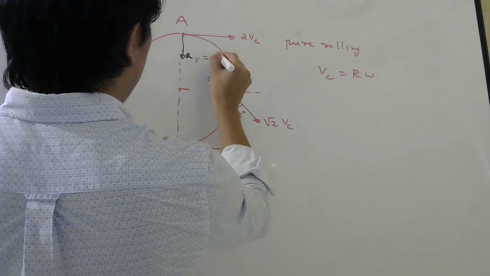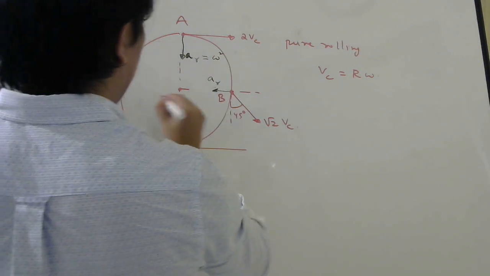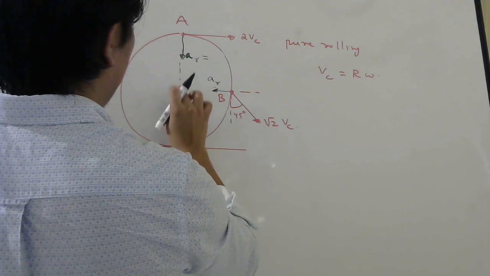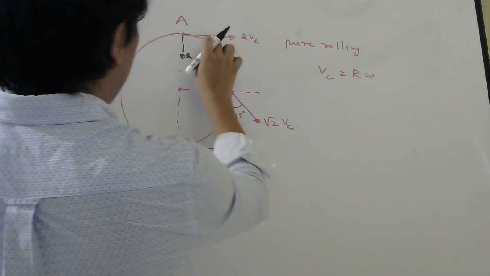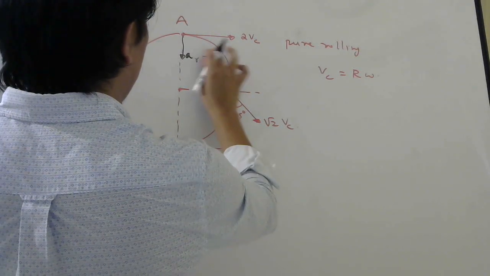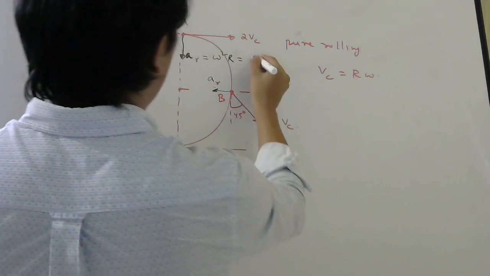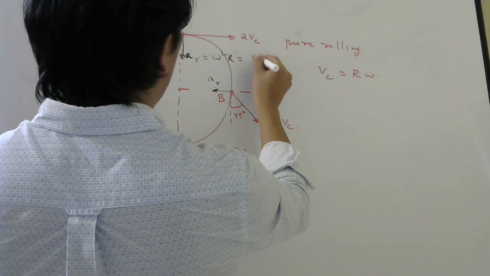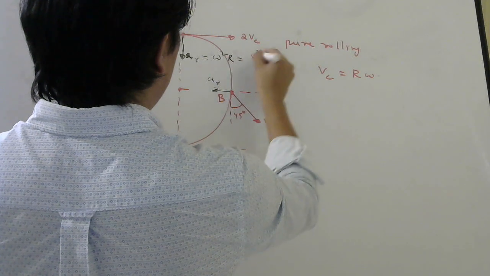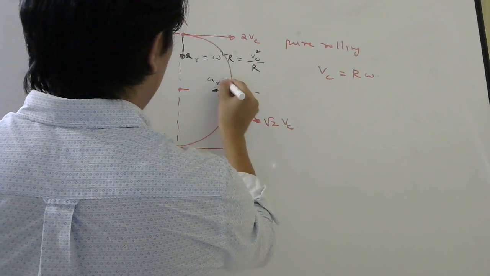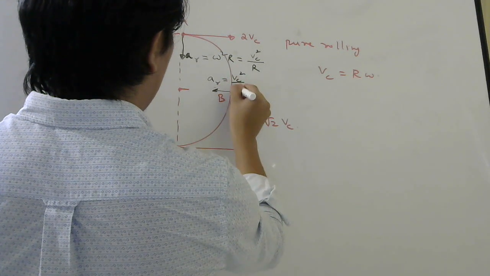What will be magnitude? Omega square r, or I can write whatever velocity it has from this frame. You see it in this frame, what was the velocity? Vc, right? So I can write, well, let me write omega square r. And you know omega is Vc by r, no? So it will be Vc square by r. Similarly, this AR will be also Vc square by r.